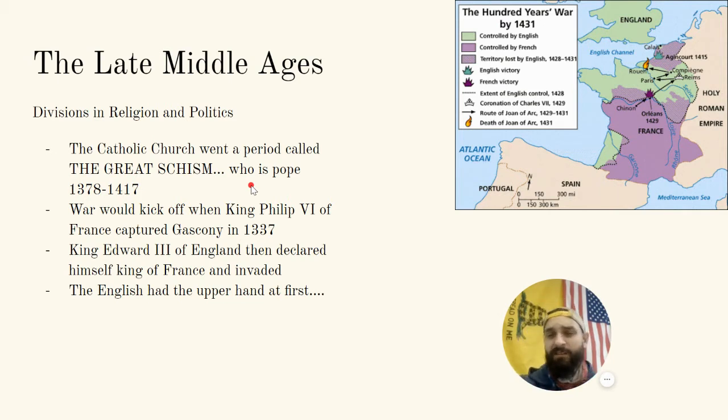So, divisions in religion and politics. Real quick on the religion side, the Catholic Church went through something called the Great Schism. This would be the second Great Schism. Remember, the first one was between Catholicism and Eastern Orthodox, also known as Greek Orthodox. Well, this schism happened between 1378 and 1417.